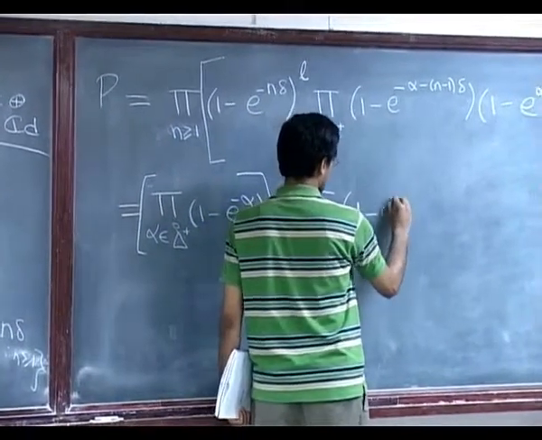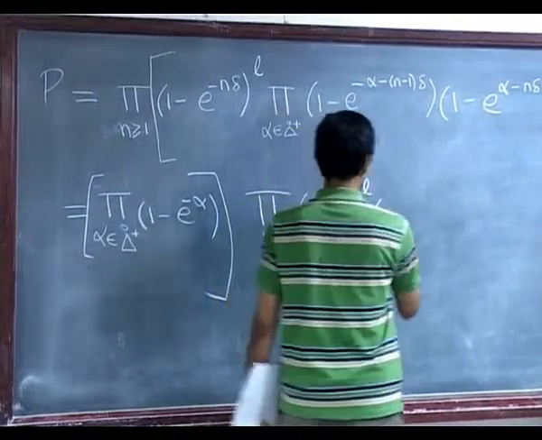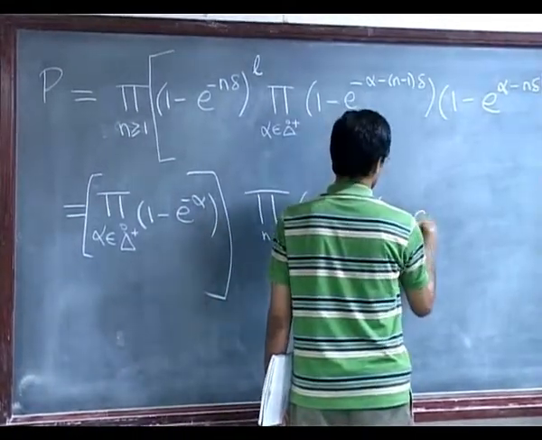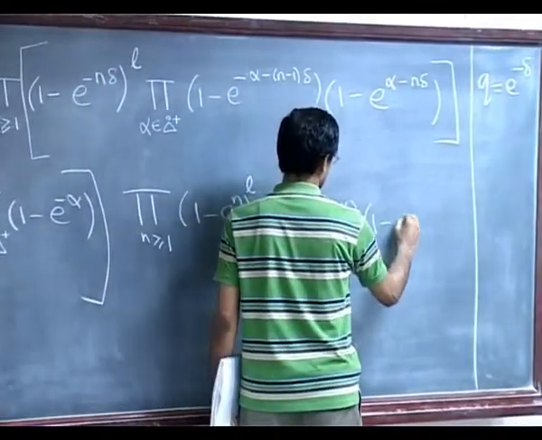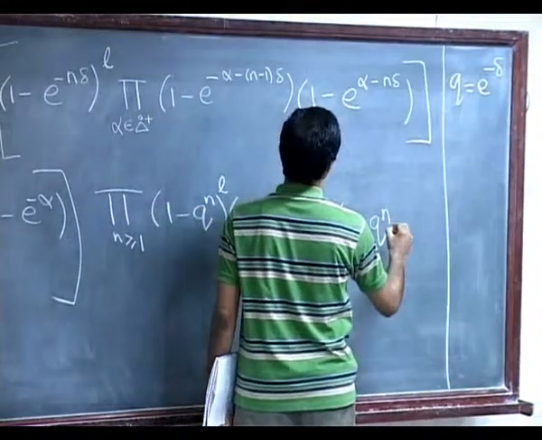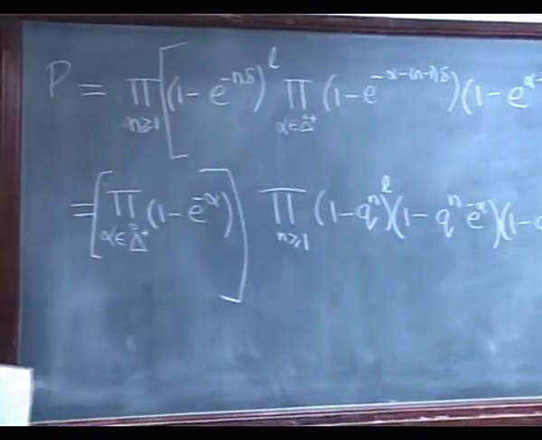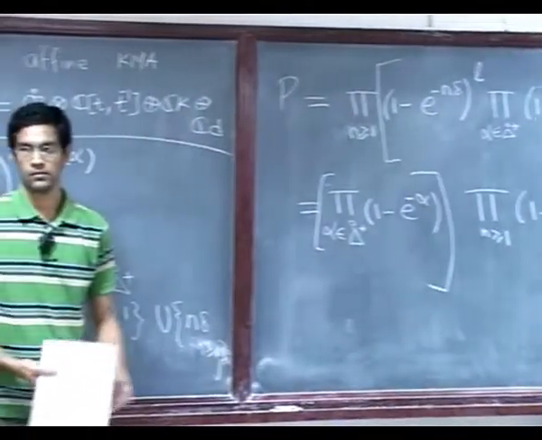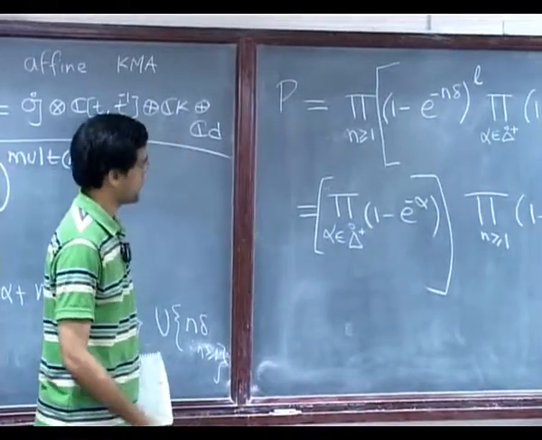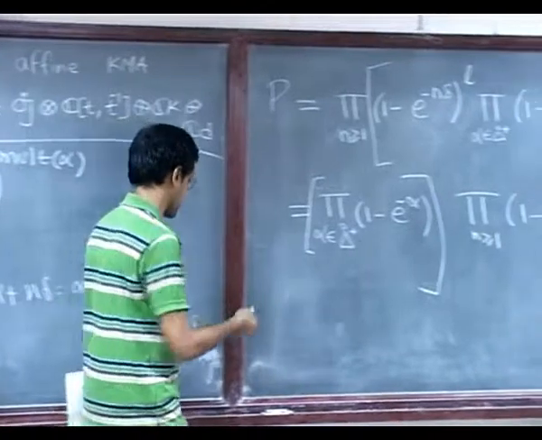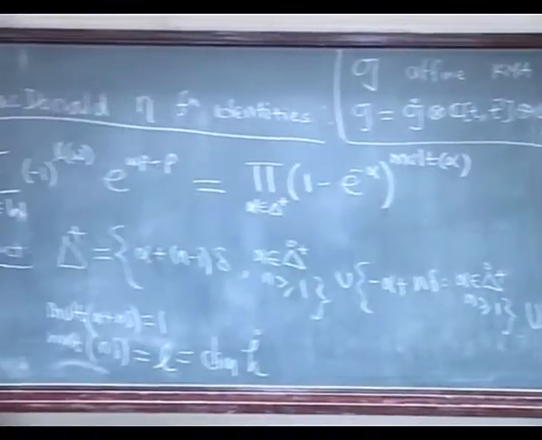In fact, the rest look now like this written in terms of q. It's exactly like this Jacobi triple product: 1 minus q to the n goes to the L, 1 minus q to the n e to the alpha, 1 minus q to the n e to the minus alpha. Let's see which term was which. Okay, so that's the product side. I guess that's the best we can do at this point. Now let's look at the sum side of the identity.